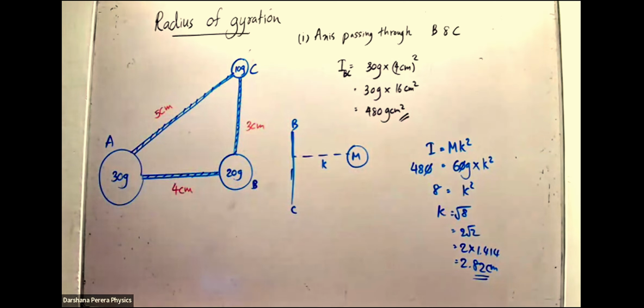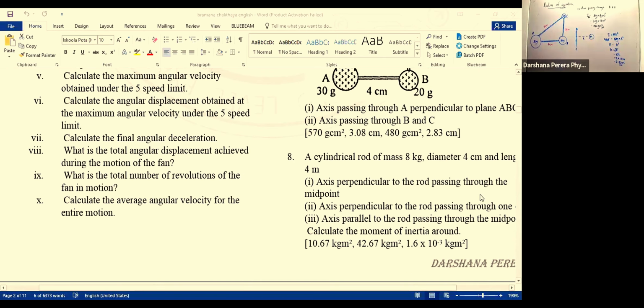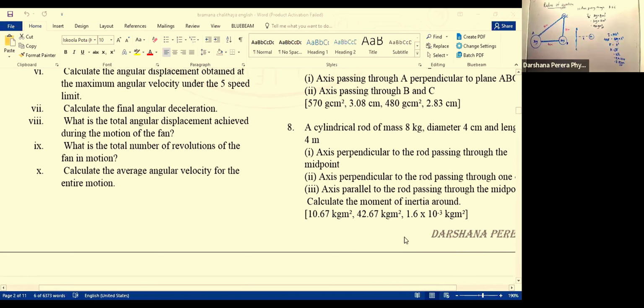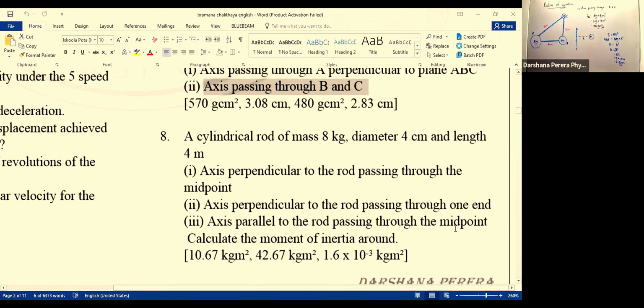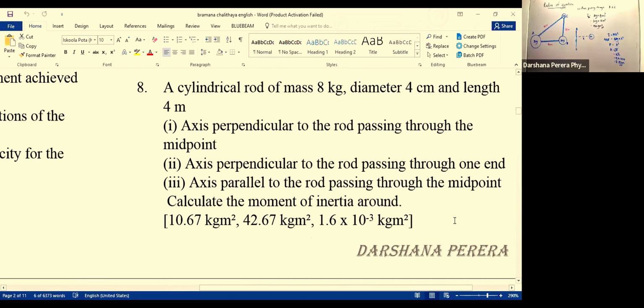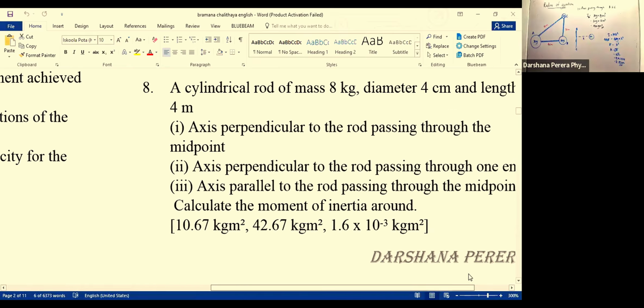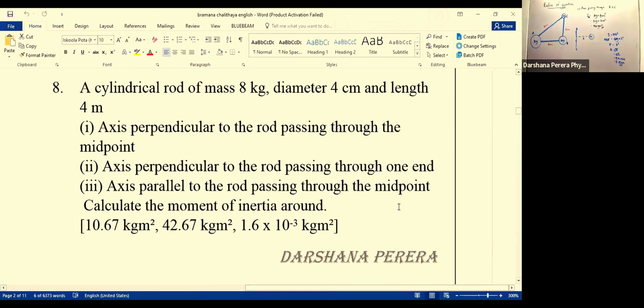Okay. Do this problem also. Hurry up. Do this problem also, number 8.